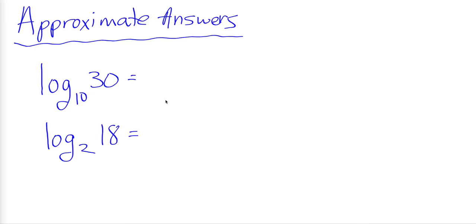Okay, let's figure out approximate answers. So like guesstimate between two whole numbers. So we've got log base 10 of 30, log base 2 of 18. My guess is the top one you'll be able to answer pretty much right away, just because it's similar to the couple we've already done.